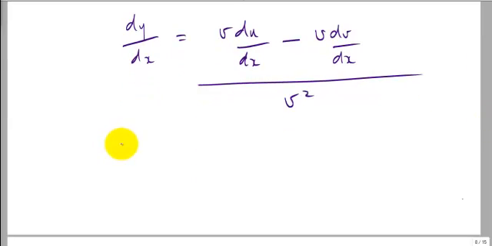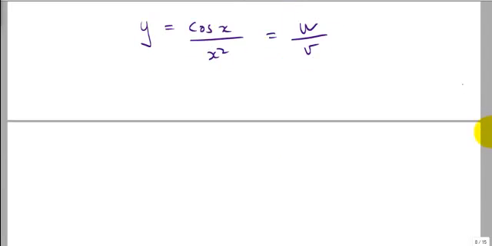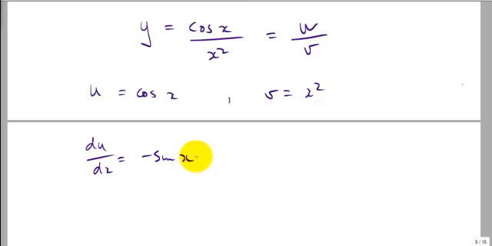So again, the best way to look at it is an example. So let's take our first example. So you have, as we've shown above there, y is equal to cosine of x divided by x squared. And as we said above, that's equal to u divided by v. So u is equal to cosine of x. v is equal to x squared. du by dx is equal to minus sine x. And dv by dx is equal to 2x.